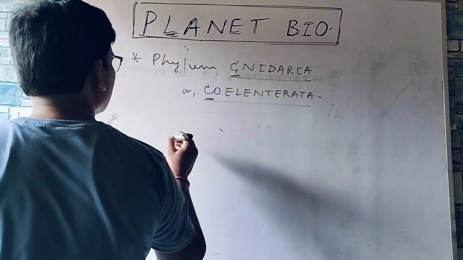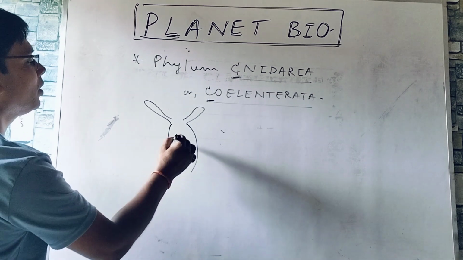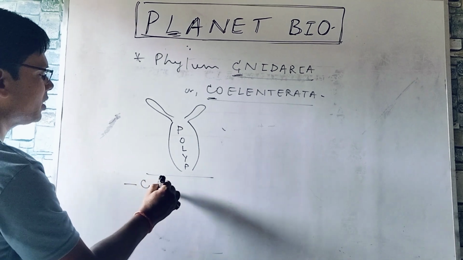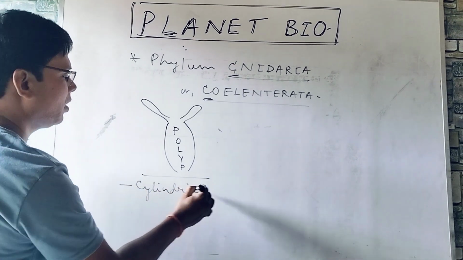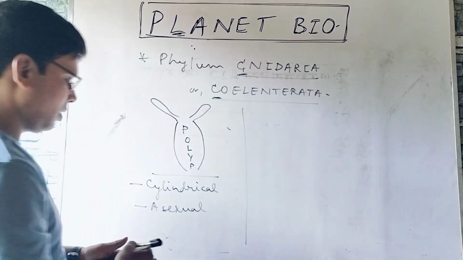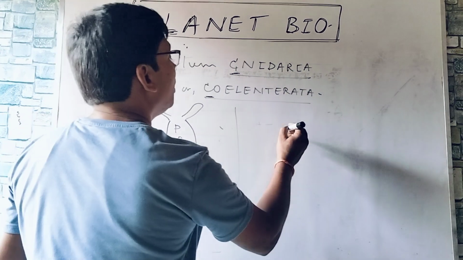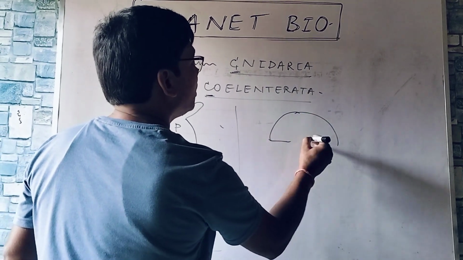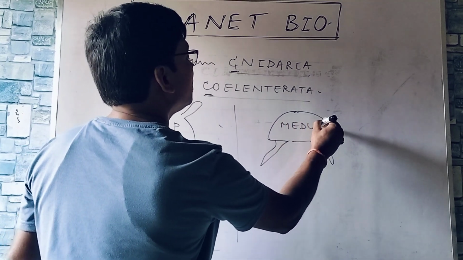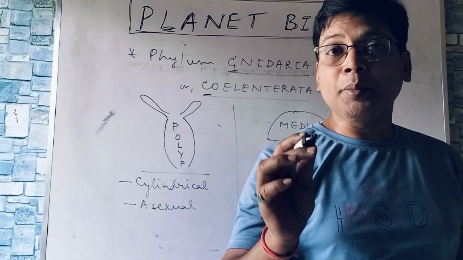Now you see the polyp one. This is the polyp. This polyp, you can see, cylindrical in shape and generally asexual form. But you can see here it is. This is called medusa form. Medusa. This is umbrella shaped or bell shaped.